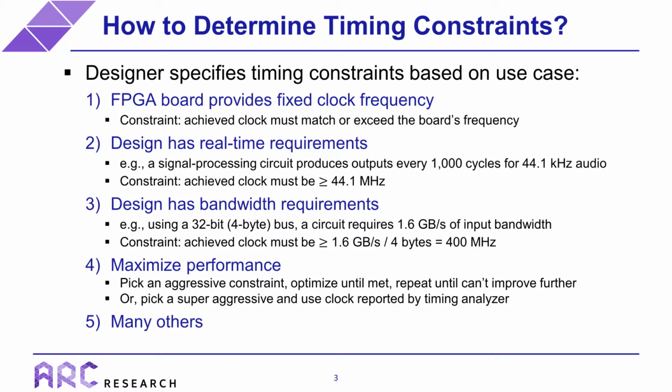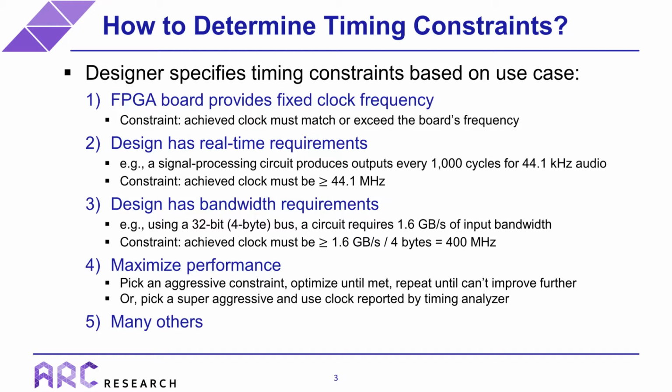A fourth situation, which is something that I work with frequently, is when you just want to maximize performance or maximize the clock frequency of your design. So in this case, you don't have a specific timing constraint in mind up front. So what you might do is pick an aggressive constraint, perform timing optimization until that constraint is met, and then basically repeat this process until you can't improve the clock frequency anymore.